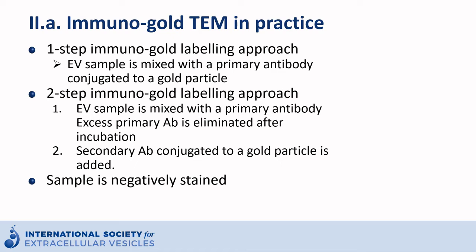The second approach, which is almost exclusively used in room temperature TEM, involves a two-step process. In step 1, an EV sample is mixed with a primary antibody. The excess primary antibody is eliminated after incubation. In step 2, a secondary antibody conjugated to a gold particle is added. The excess secondary antibody may be eliminated after incubation, although this is not strictly necessary. And finally, the sample is negatively stained.